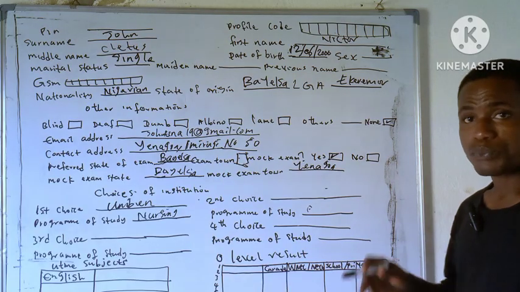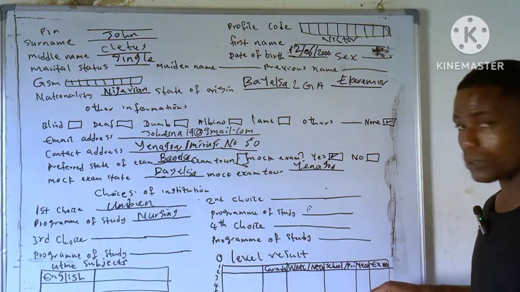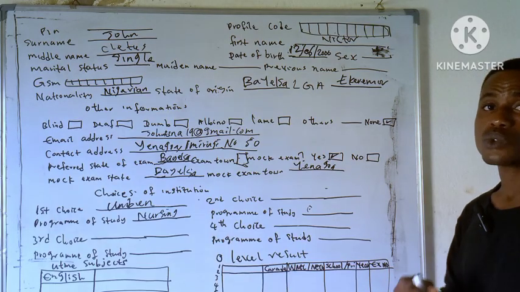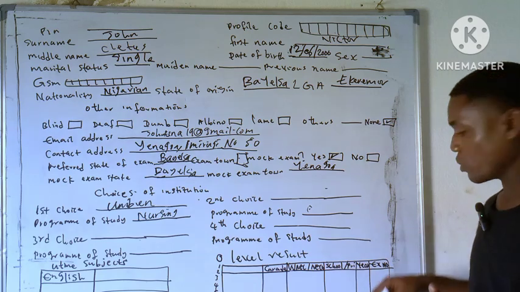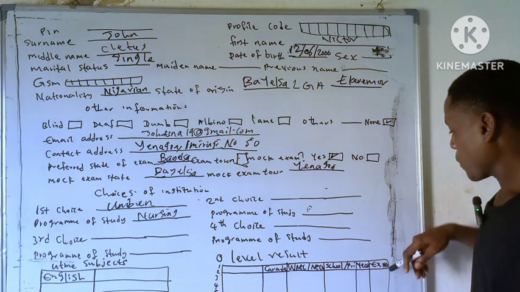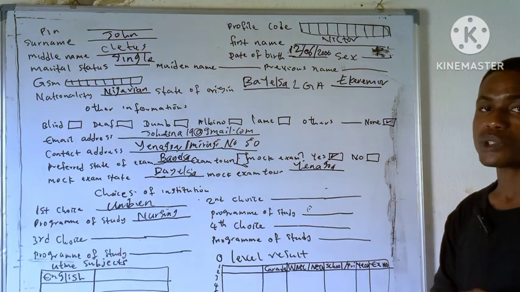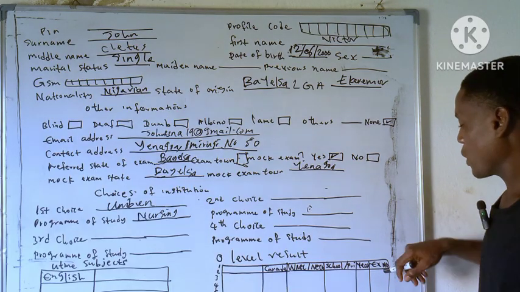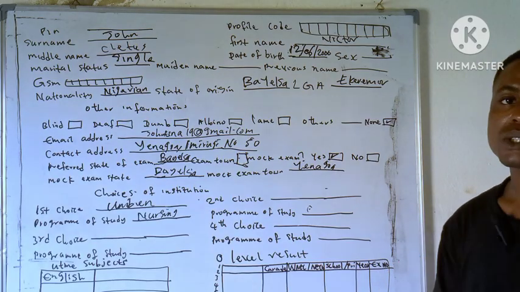Then the year, which year did you write your WAEC or your NECO? If it's 2004, you write 2004 into 9 places, okay? If it's 2019, 2019. If it's 2024, 2024. If it's 2023, 2023. Then the last one is the exam number. Check your WAEC results or your NECO results. You see your exam number. You write everything into 9 places, okay?